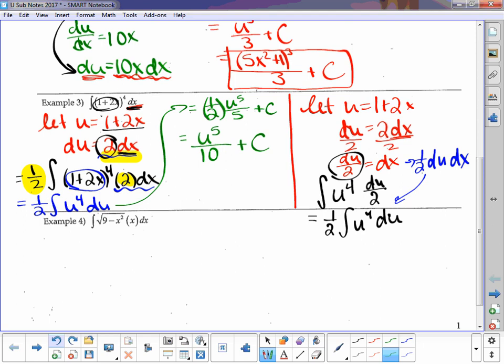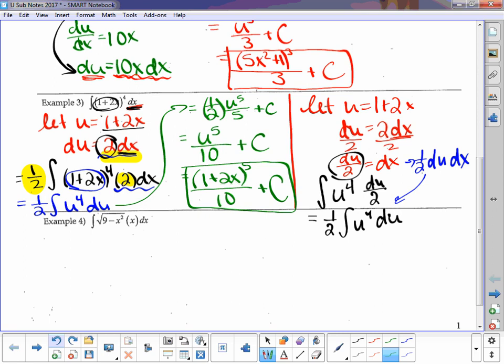Trevor, you good? Alright, so instead of u to the 5th, I'm going to actually put my u in. Over 10 plus c. And again, whether you do the blue method or that black method over there, you still do the same thing. Questions on that?